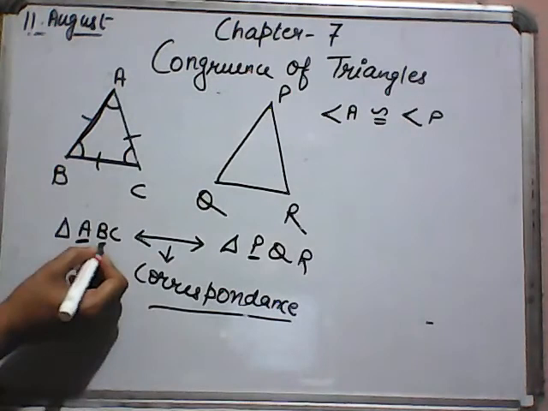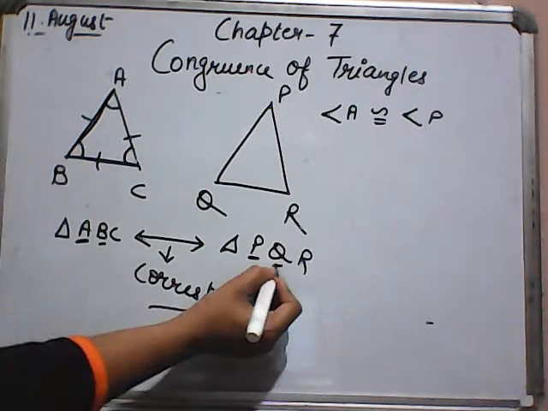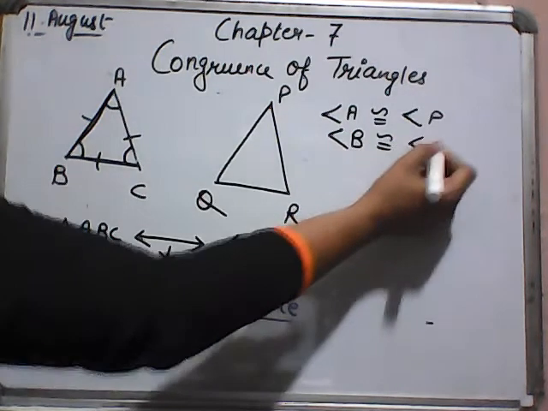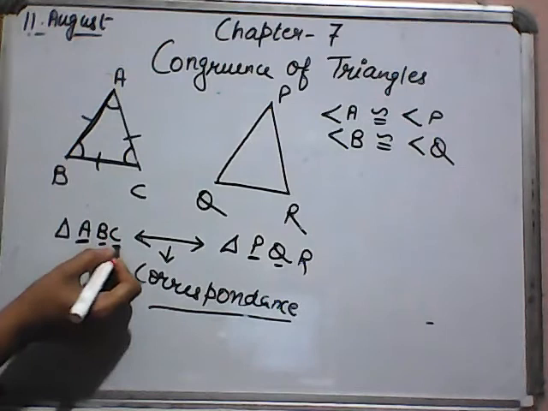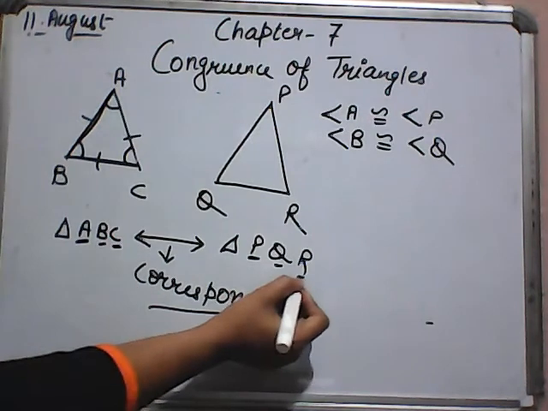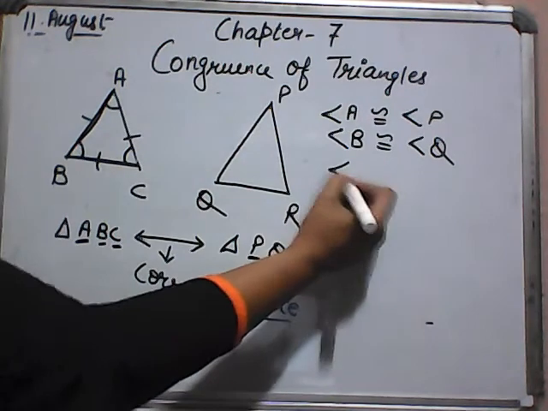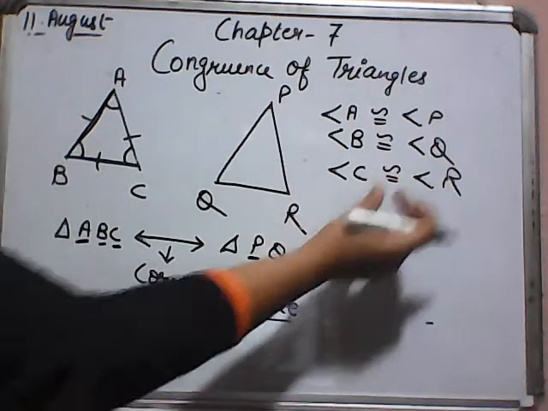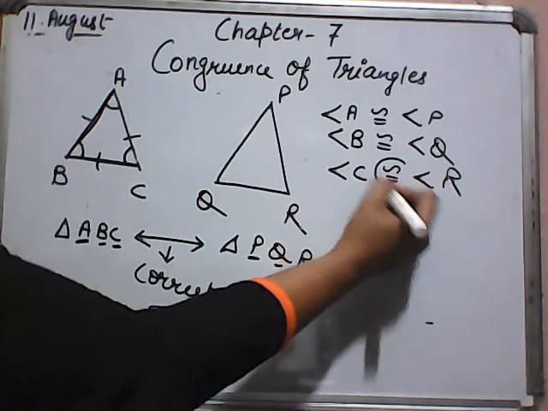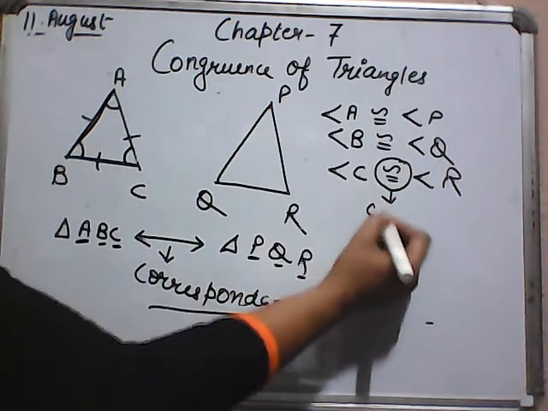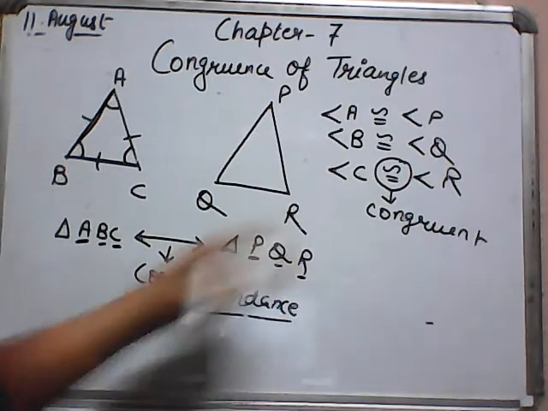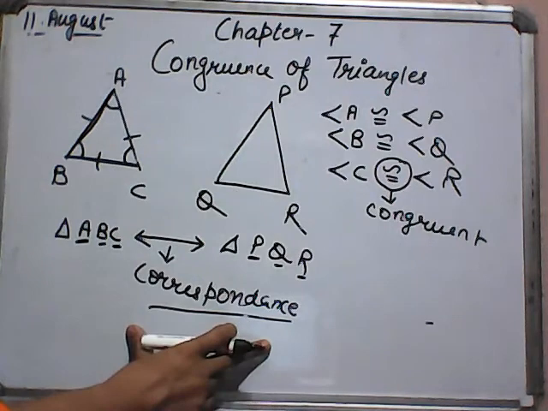B is in the second position. Here Q is in the second position. So angle B is congruent to angle Q. Here C is in the third position. Here R is in the third position. So we can say angle C is congruent to angle R. Now what do you mean by congruent? This symbol stands for congruent and this symbol stands for correspondence.